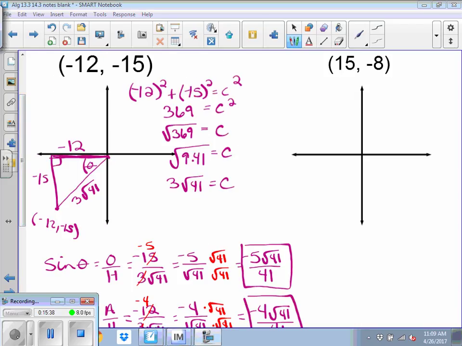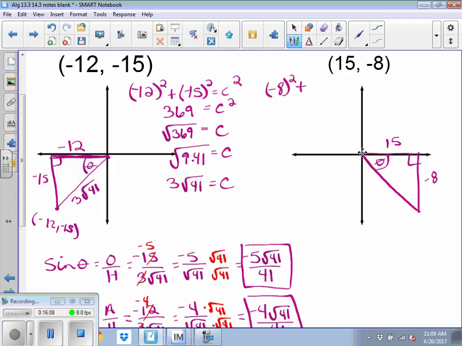So again, let's make sure you have your triangle drawn correctly. If I'm mapping this out, where do I go? To the right, how many? And then down 8. Theta is always at the origin. Did y'all get the hypotenuse? It's 17. If you do negative 8 squared plus 15 squared equals c squared, you end up with c equals 17. So that makes it easy, right?